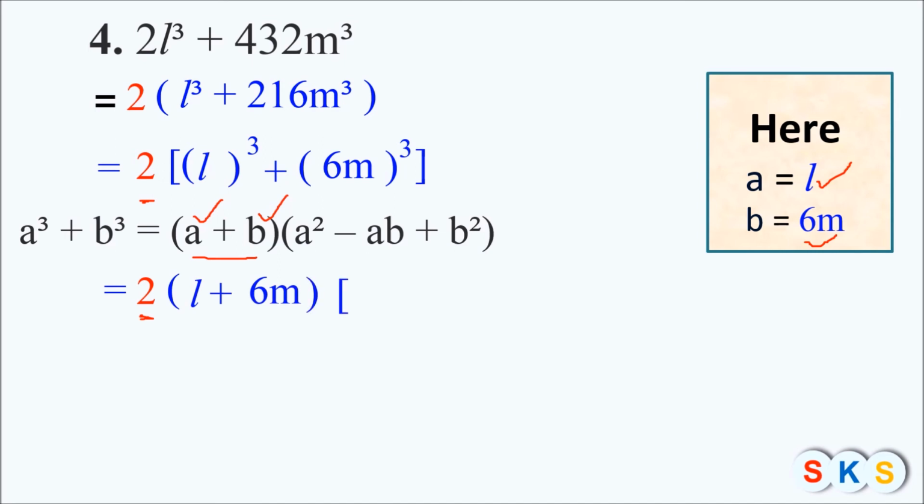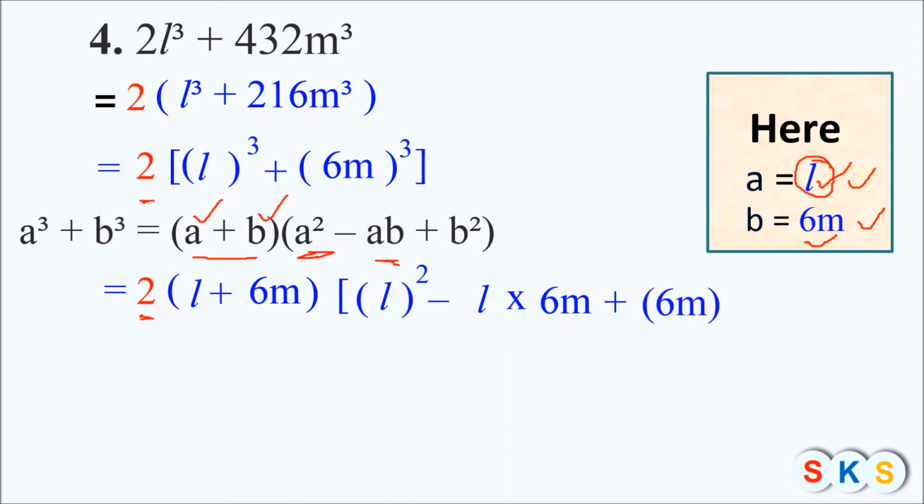In the second bracket, here we have the first term as a square. What is the value of a? You can see in the box it is l. So we will get here l square minus ab. ab means a into b, and in the box a is l and b is 6m. So we will get l into 6m plus, what is the last term over here? b square. And what is the value of b? In the box it is 6m. So we will write here 6m the whole square, close the bracket.